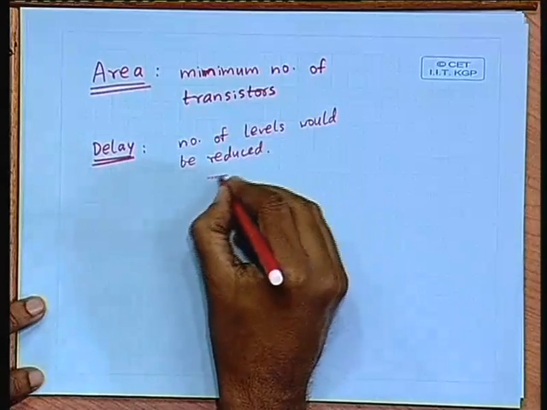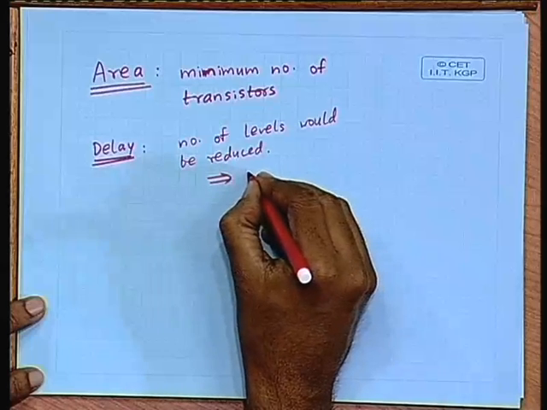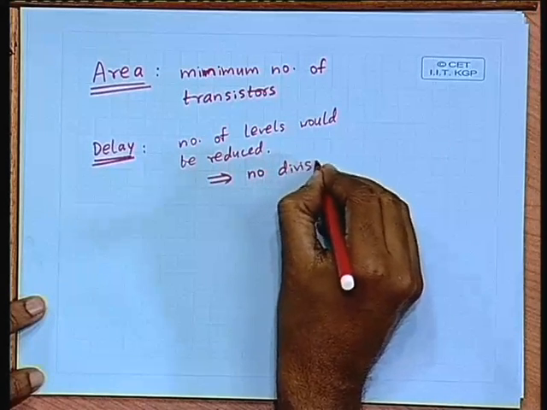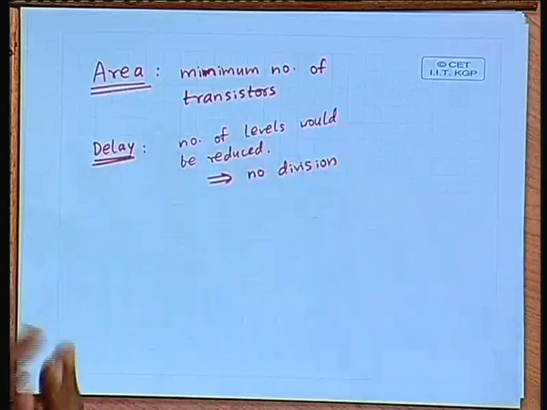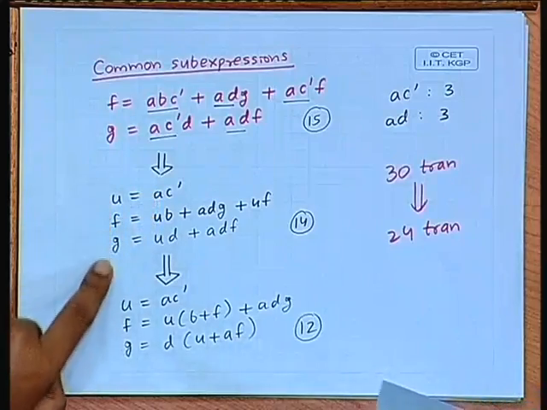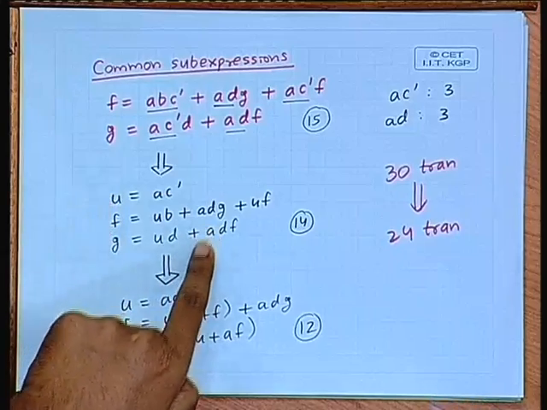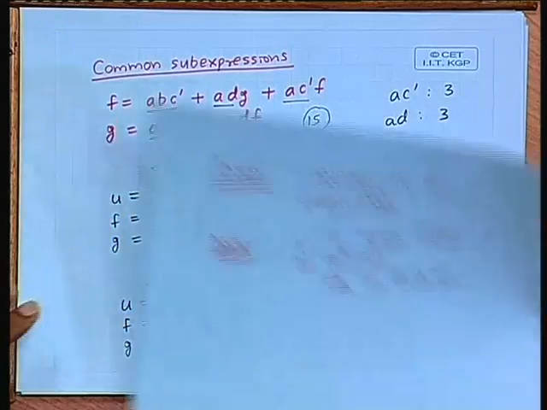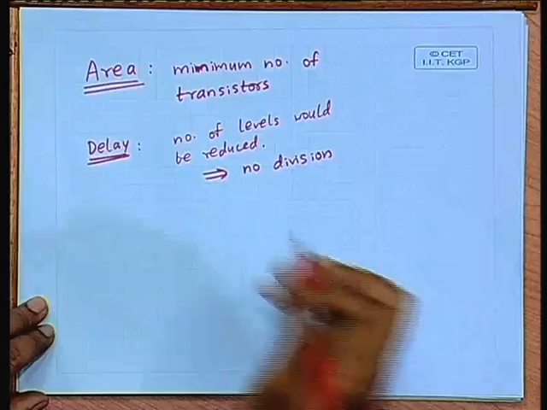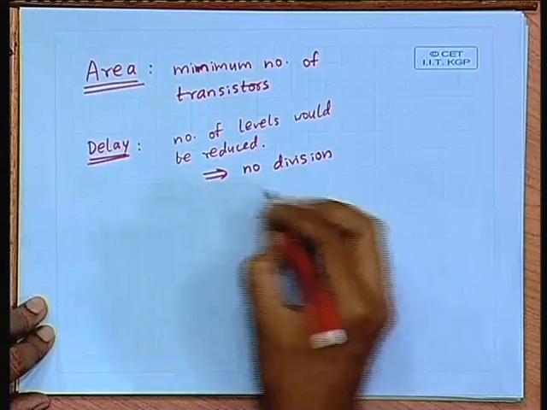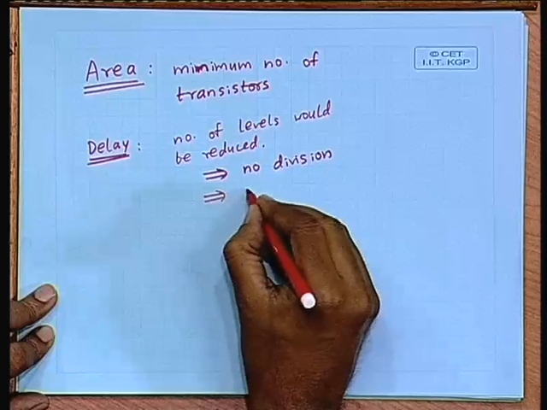See, this implies that we will not do any division, because whenever you do division, you are actually adding one level of logic. If you look at the previous example, whenever you did this division, you have to compute this u and the output of the u has to go to here. So there is another level of logic you are adding. So if delay is of more importance, then you should not use division, you use only factorization.